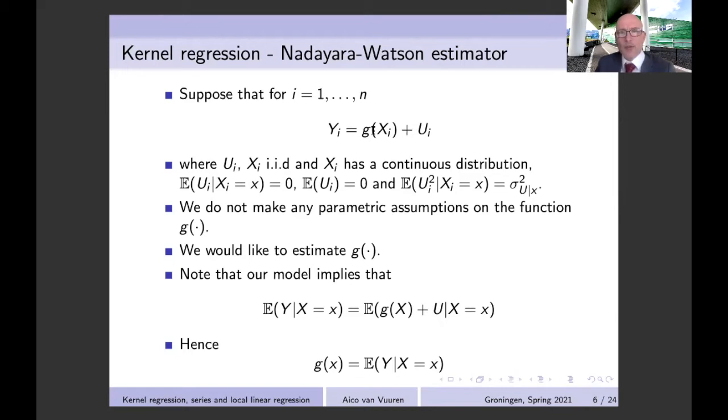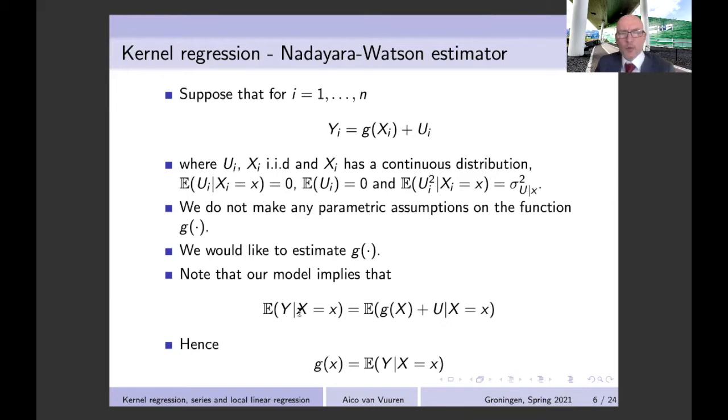That's not what I'm going to do over here. Essentially, I'm going to make no assumptions, or at least no parametric assumptions, with respect to this function g that we have over here. Of course, we have to make some regularity assumptions with respect to this g, but I'm not going to go into details. Still, even though we don't want to make any assumptions, we would like to estimate this function g. How can we do that?